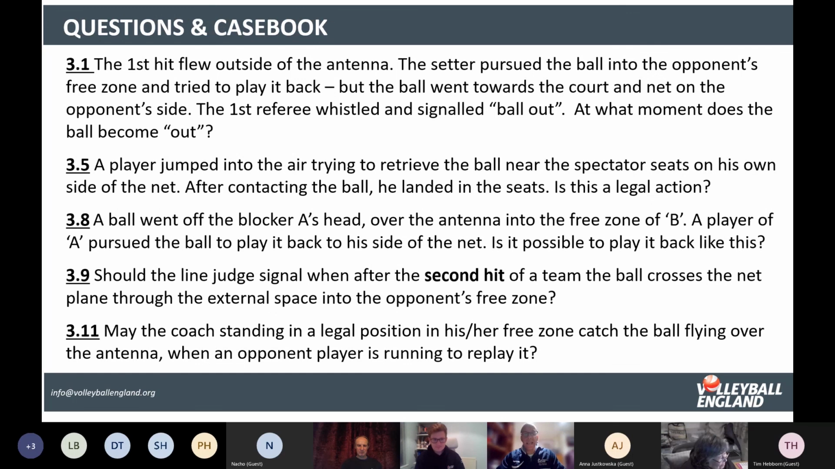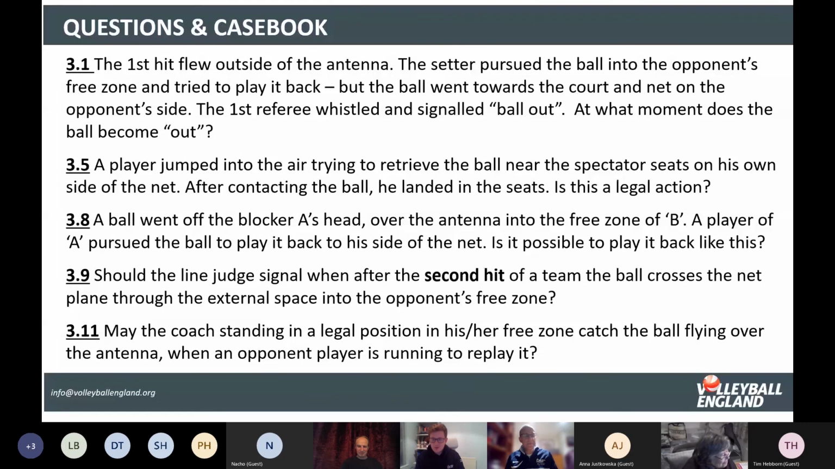Okay, so casebook then, there aren't many cases on ball in, out, or rule 10, but there are a couple. So the ball, the first hit flew outside the antenna. The setter pursued the ball into the opponent's free zone and tried to play it back, but the ball went towards the court and net on the opponent's side. The first referee whistled and signalled ball out. At what moment does the ball become out? Now, we did mention it earlier, so who's going to jump in first?